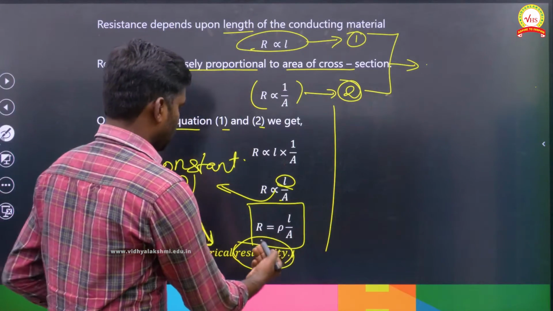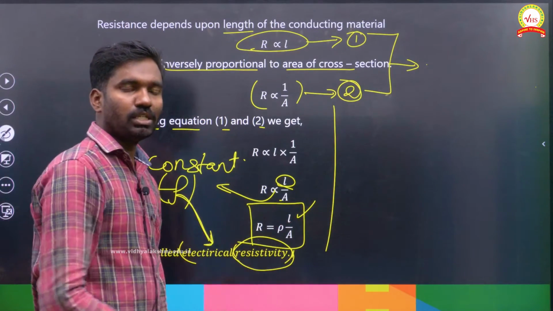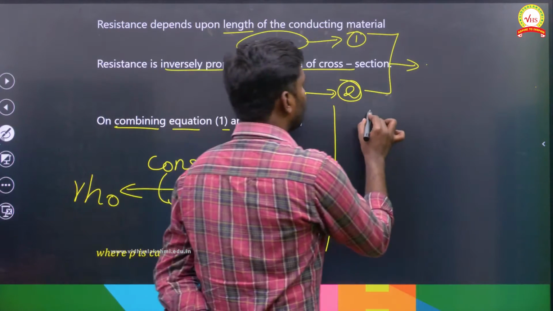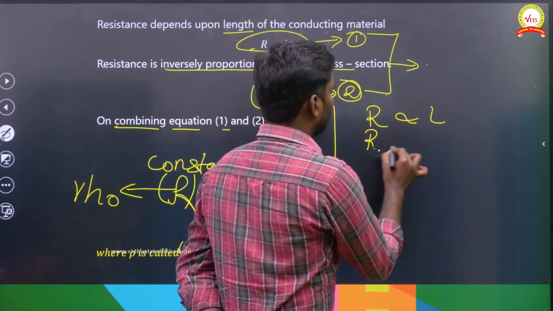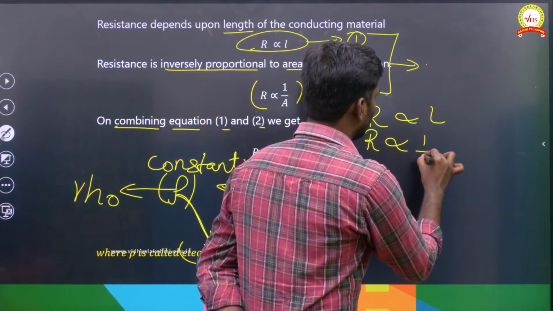Again, we will just revise how we got the formula. R is equal to rho L by A. We know that the first equation is R is directly proportional to length and the second equation is R is inversely proportional to area.